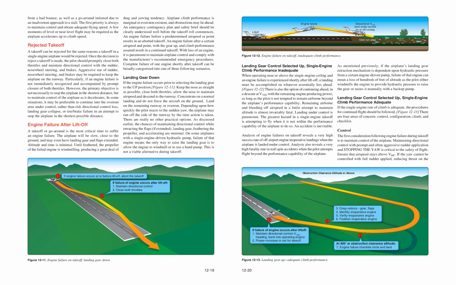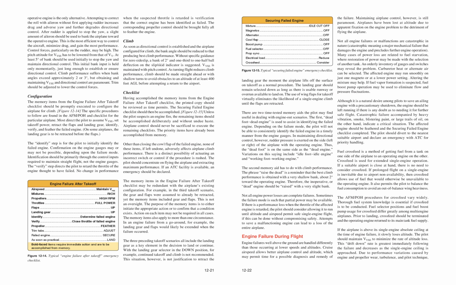Figure 12-13. Landing gear up, adequate climb performance. The operative engine is the only alternative. Attempting to correct the roll with aileron without first applying rudder increases drag and adverse yaw and further degrades directional control. After rudder is applied to stop the yaw, a slight amount of aileron should be used to bank the airplane toward the operative engine. This is the most efficient way to control the aircraft, minimize drag, and gain the most performance.